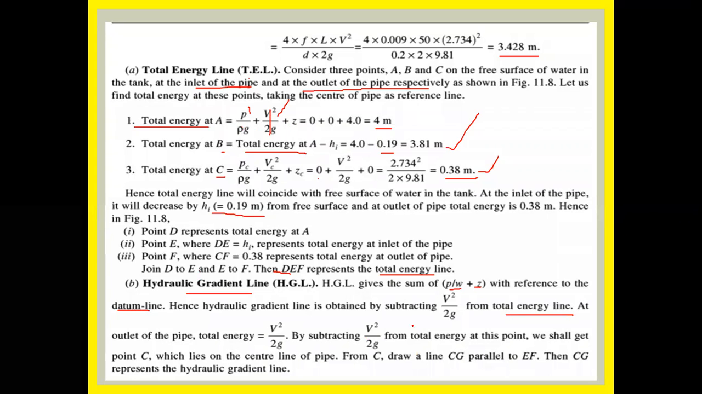Okay, that is a definition. At the outlet of the pipe, the total energy is V square by 2g. By subtracting V square by 2g from the total energy at this point, we will get the point C.